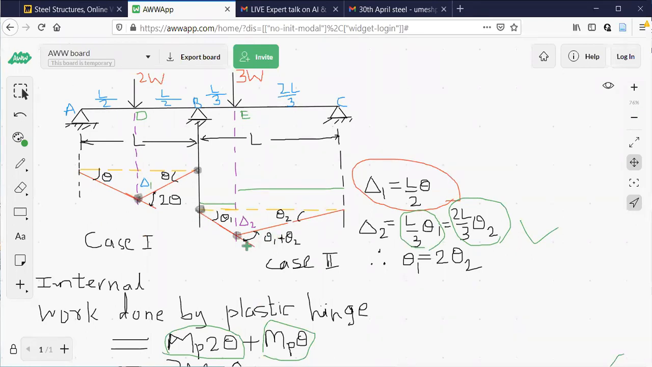How much will be this angle, that is the rotation of the plastic hinge at point E? You can see at the top it is point E here. At point E, a plastic hinge is formed because bending moment is maximum here. Again at point C there is no plastic hinge, because it is a hinged end. If it was fixed, I would have shown one plastic hinge here also.